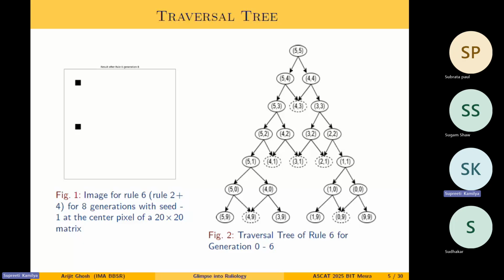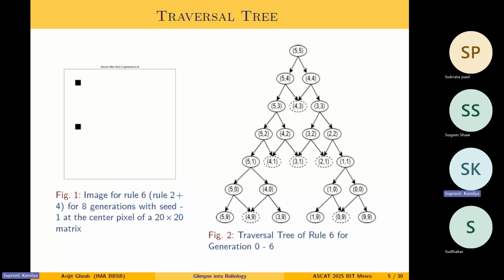How did we do that? We considered one pixel as the initial active cell at a point, say 5,5. We applied rule 6 there. Now rule 6 is made up of 2 fundamental rules, rule 2 and 4. Due to rule 2, one image will be formed at position 5,4, and due to rule 4, one image will be formed at position 4,4.